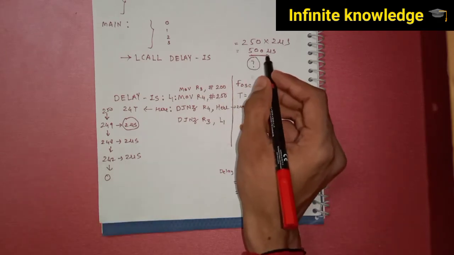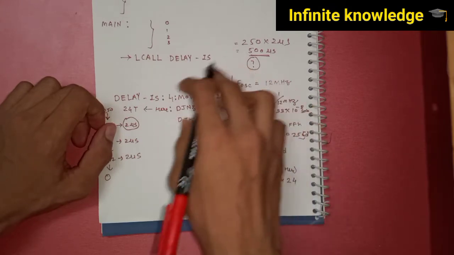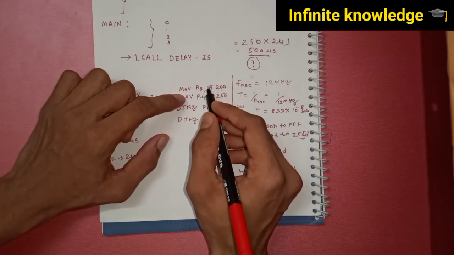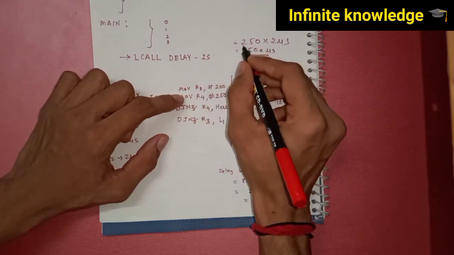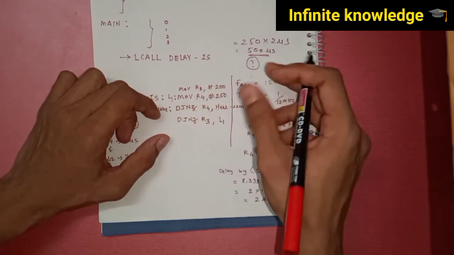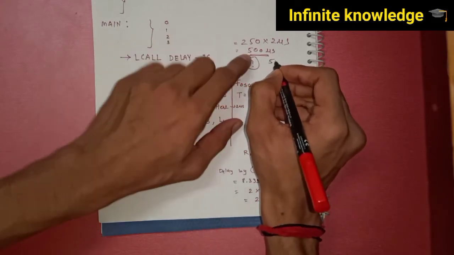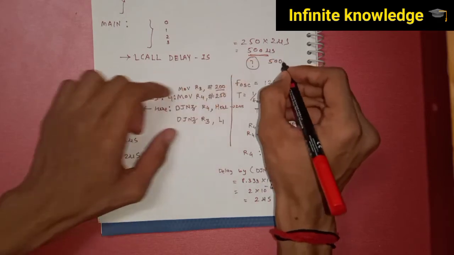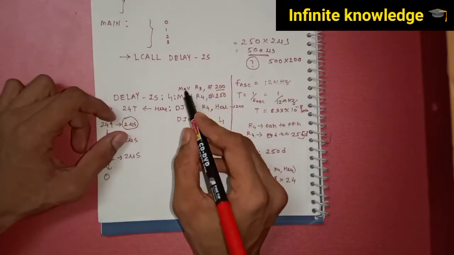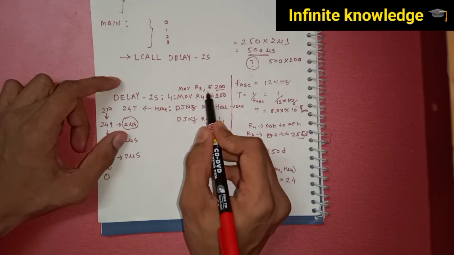So 500 is already our delay, and how many times will it run now? Let's check, it is 200 times. It means we have already got a 500 microsecond delay by these 2 instructions. Now we added these 2 instructions, and what is the number that we added? That is 200. So I have to multiply this 500 microseconds by this number 200, because this 200 is added in R3, and then this move 250 is added in R4.